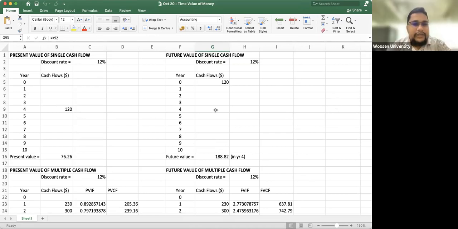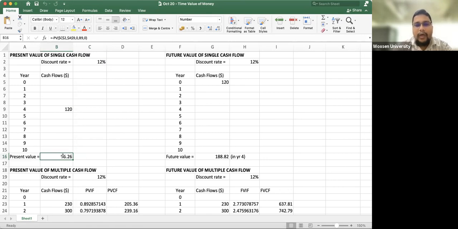So the first one is present value of a single cash flow given the discount rate and a cash flow, one cash flow in year 4. So how do you calculate the present value? This is simply using the function called PV.